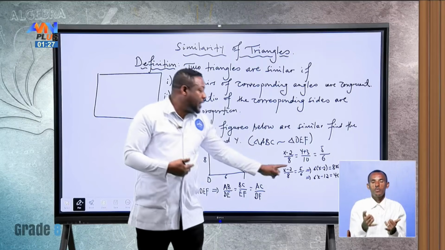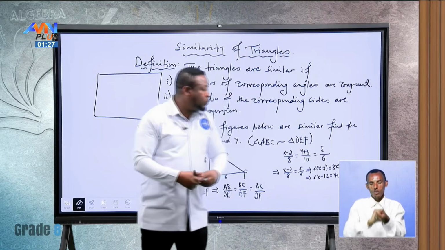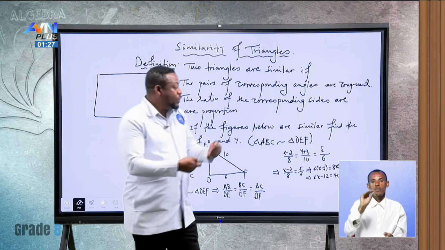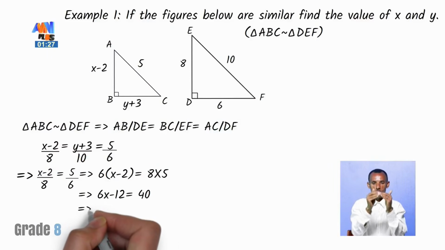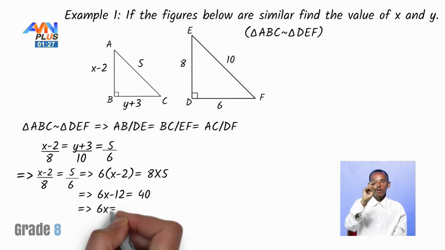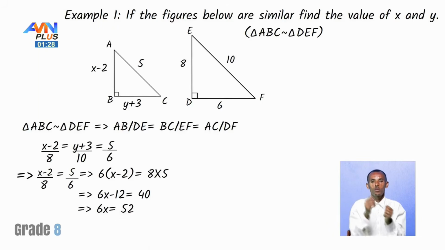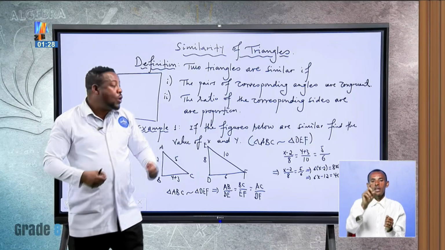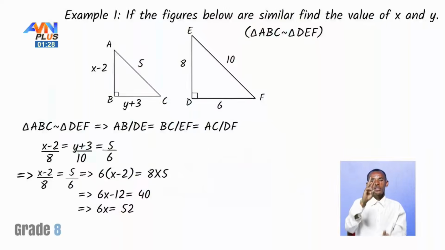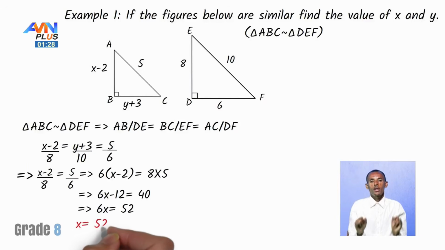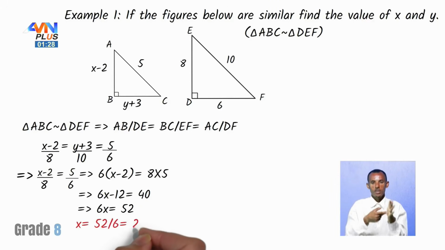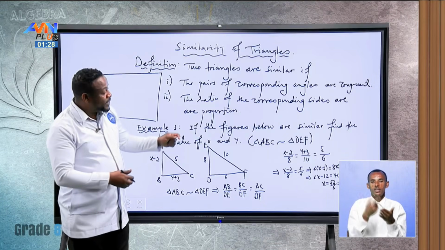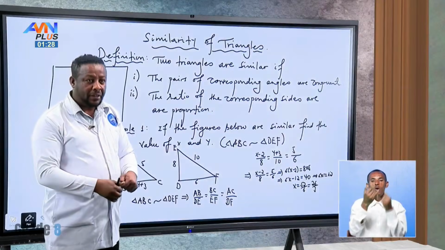Now you can transform minus 12 to the right, you will get 52. So 6x becomes 52. Now dividing both sides by 6, you get x = 52/6, or 26/3. The value of x in this case is 26/3.